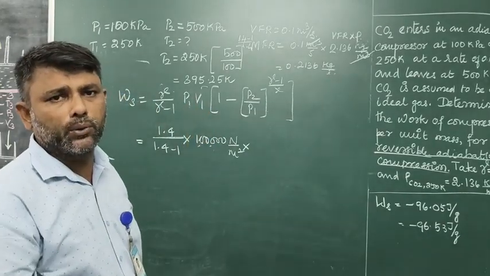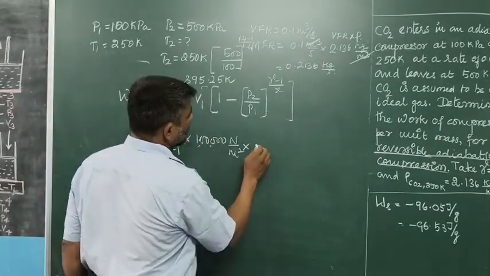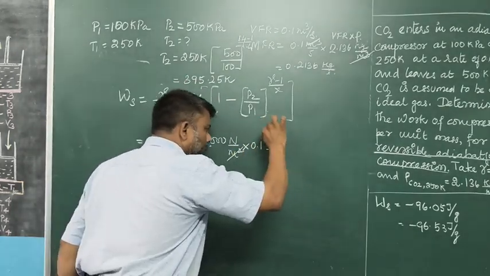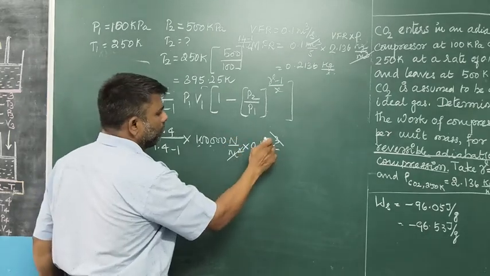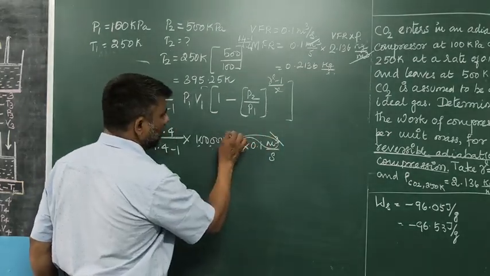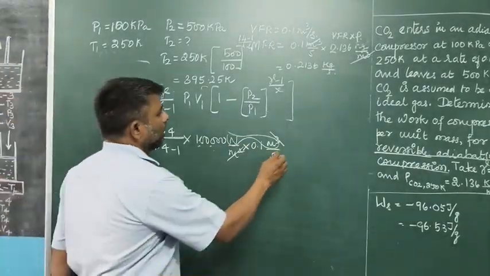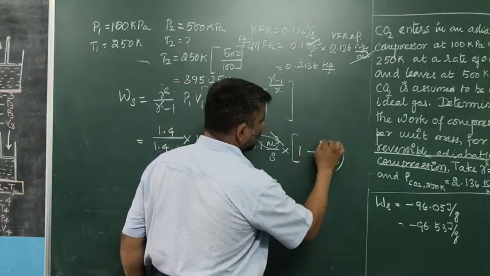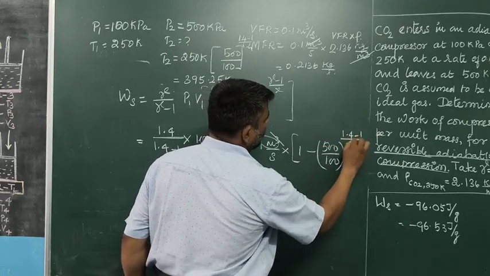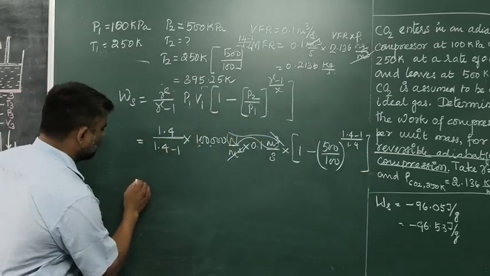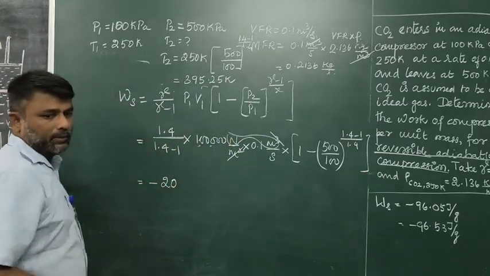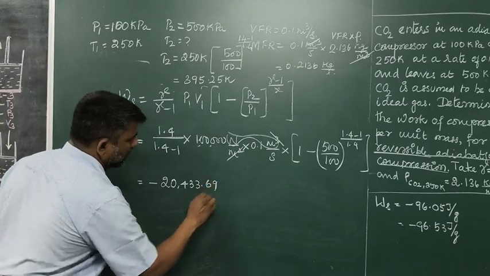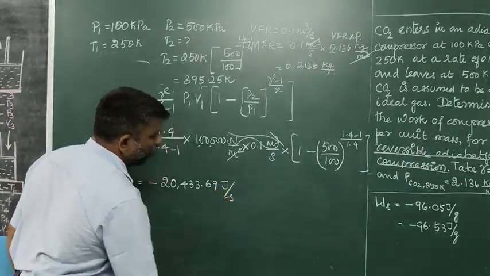Instead of V1, I am going to substitute the volumetric flow rate, which is 0.1 meter cube per second. Newton per meter square times meter cube per second gives Newton meter per second, that means joules per second. The answer becomes joules per second. Into 1 minus 500 divided by 100 to the power of 1.4 minus 1 divided by 1.4. What is the answer? Minus 433.69 joules per second.